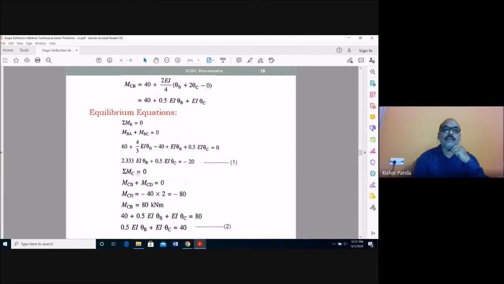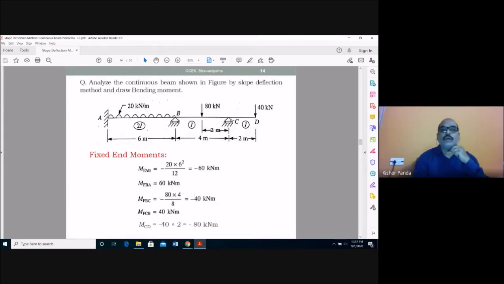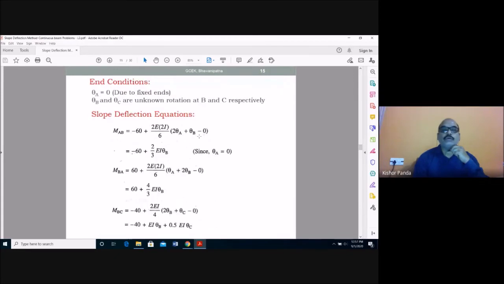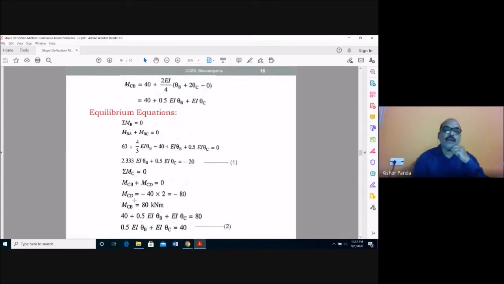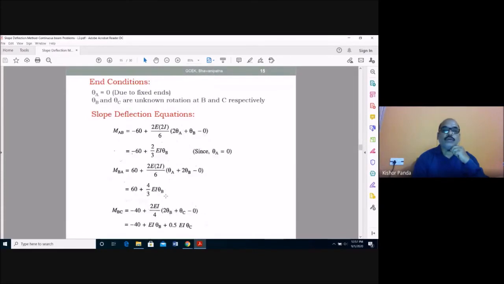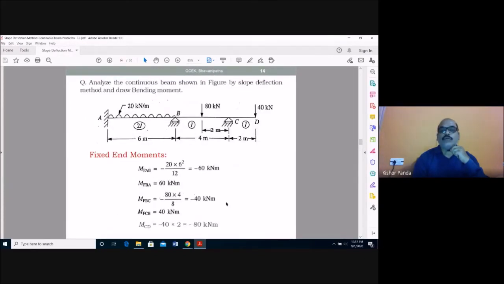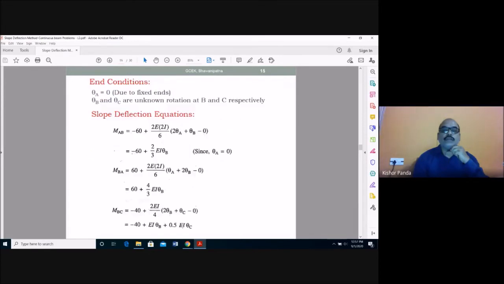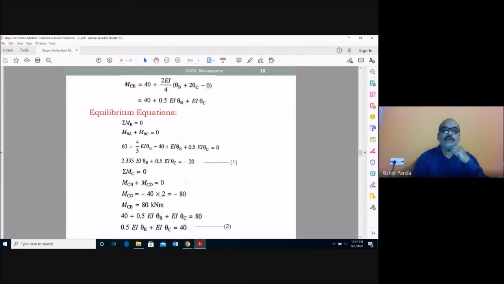Then summation of moment at C is equal to 0: MCB plus MCD is equal to 0. And you know MCD is equal to minus 40 into 2. By considering this as a cantilever beam, you got here MCD is equal to minus 40 into 2, minus 80 kilonewton meter. Then you put MCB plus MCD, MCB minus 80 is equal to 0. So MCB is equal to 80 kilonewton meter.